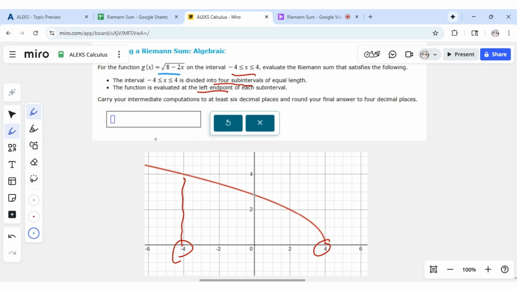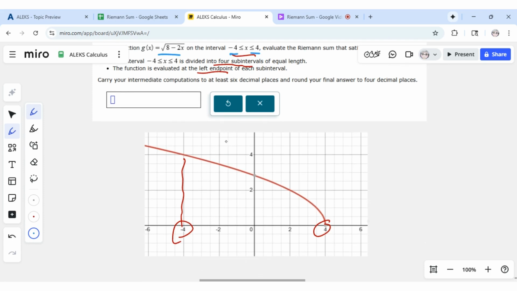So let's go ahead and divide this into 4 subintervals of equal length. From -4 to +4 is a distance of 8, so my subintervals are going to be 2. So from -4 to -2, and then to 0, and then to 2, and my last would be right there. Okay, so 1, 2, 3, 4 subintervals of equal length, and it says the function is evaluated at the left endpoint.